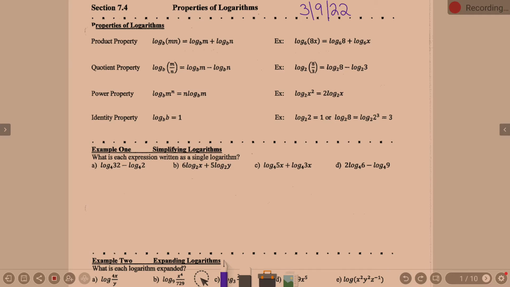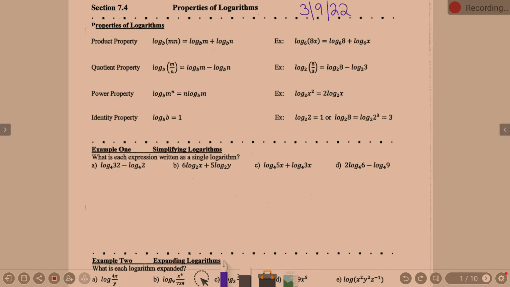Eventually we'll use these properties to solve equations with logarithms. I think that comes up in 7.5. Right now it's just, okay, what can and can't we do? So there are 4 properties up here that you're going to want to be familiar with.